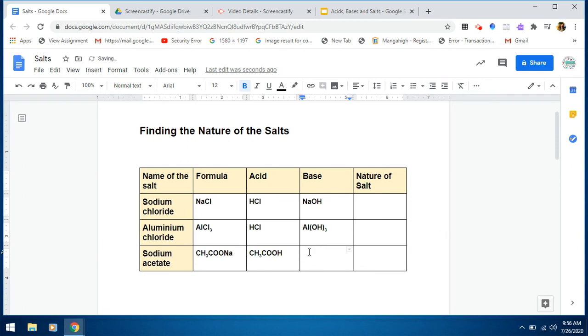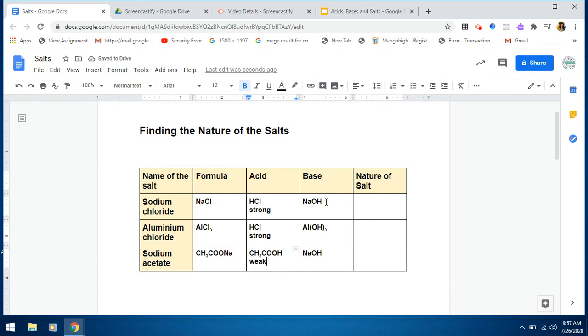Now, in case of sodium acetate, I can make out that the base is NaOH. Now, I'm going to quickly write below them which of these are strong acids and which of these are weak acids. HCl is a strong acid. Again, HCl over here is a strong acid. Here, acetic acid is a weak acid.